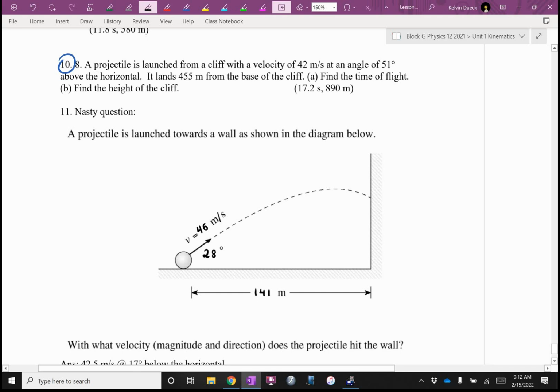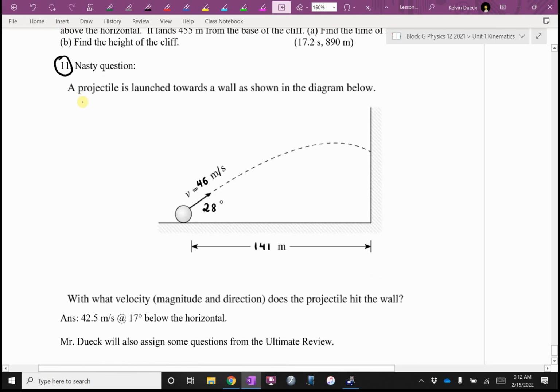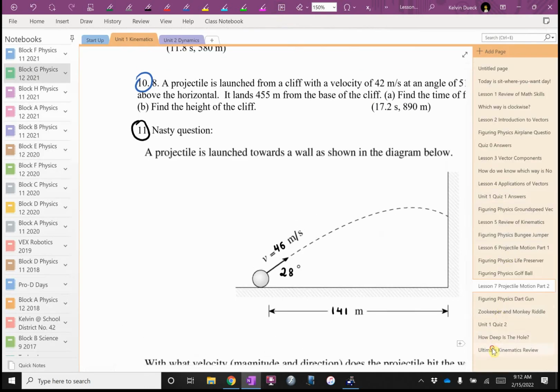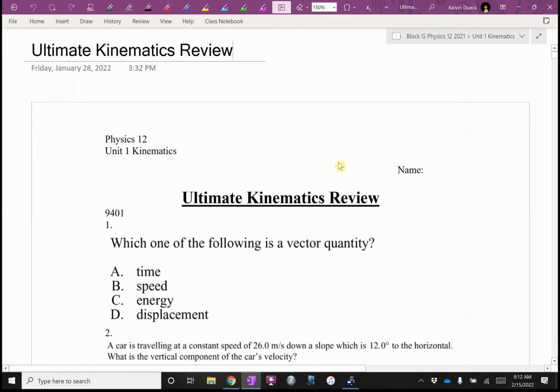I'm going to add one more if you want to try a real nasty. See if you can figure out number 11. I'm not going to give you one that tough on your test. But if you want to see if you can have the aha moment, there is enough there to handle it. However, can you get out the ultimate review, this big thing here, please?